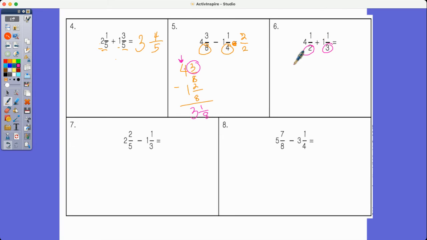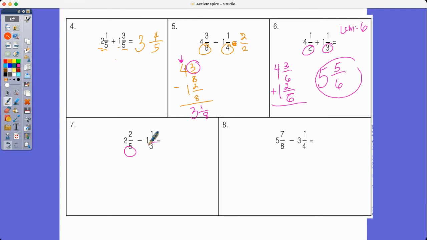Okay, I have a 2 and a 3. What is our LCM? If you need to skip count it, go ahead and do it. You should know that our LCM is 6. So I get 4 and 3/6 plus 1 and 2/6. And I'm going to add, I get 5 and 5/6. Once again, I don't have to carry or fix anything because this is a perfect fraction.